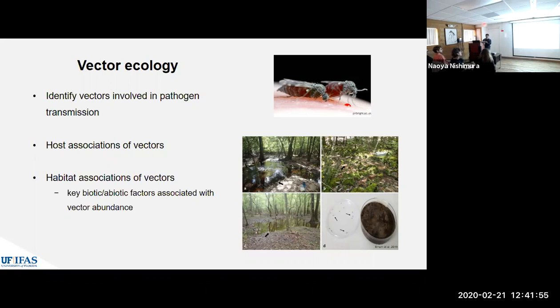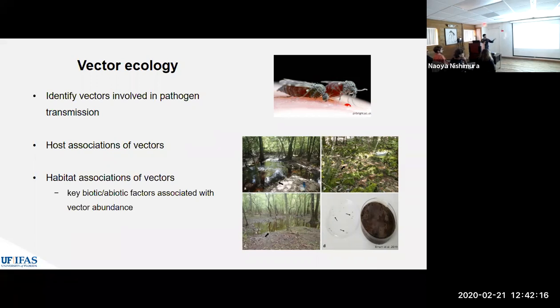So we're trying to identify what species of Culicoides transmit viruses here in Florida, and what host species these vectors are feeding on, like white-tailed deer, cattle, sheep, goats, whatever, and then what are the habitats of these vectors, right?